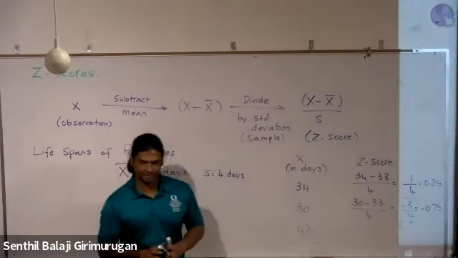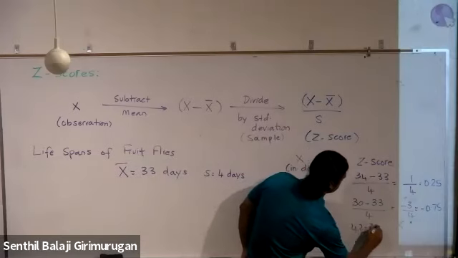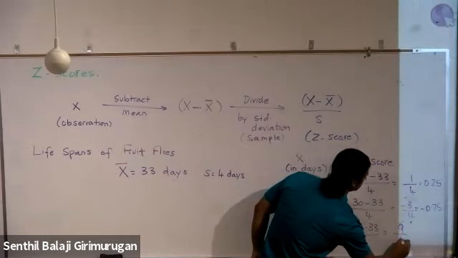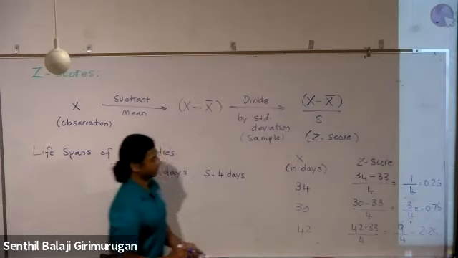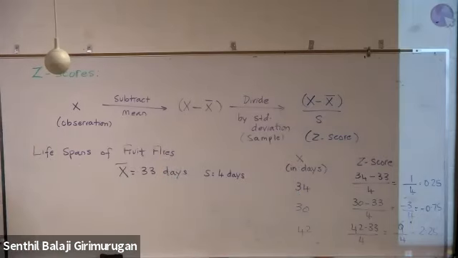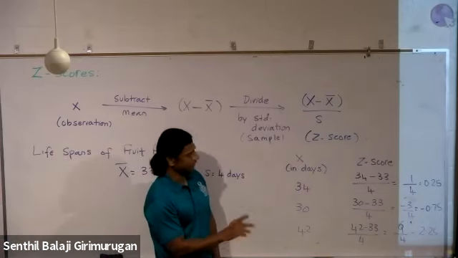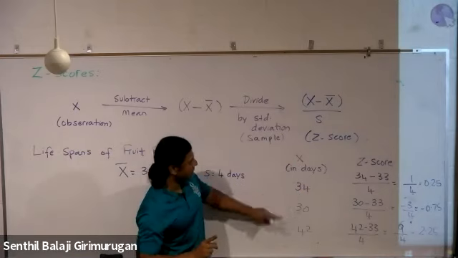Negative 0.75. 42 minus 33 over 4 is 9/4, which is 2.25. Good. All of these observations have Z-scores under 3 or above -3. Do you agree? Yes. So none of them fall outside.